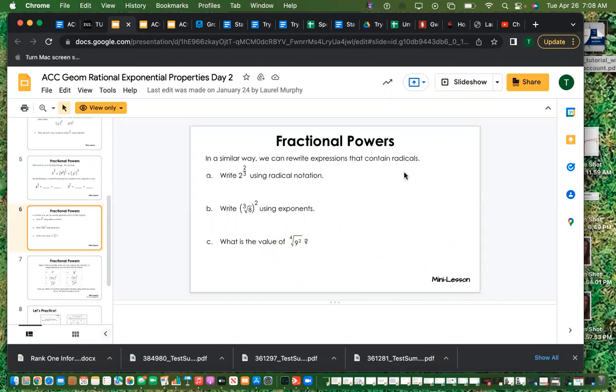Again, you can write these in radical notation or using exponents. So go ahead and take a moment, pause the video, try these 3.